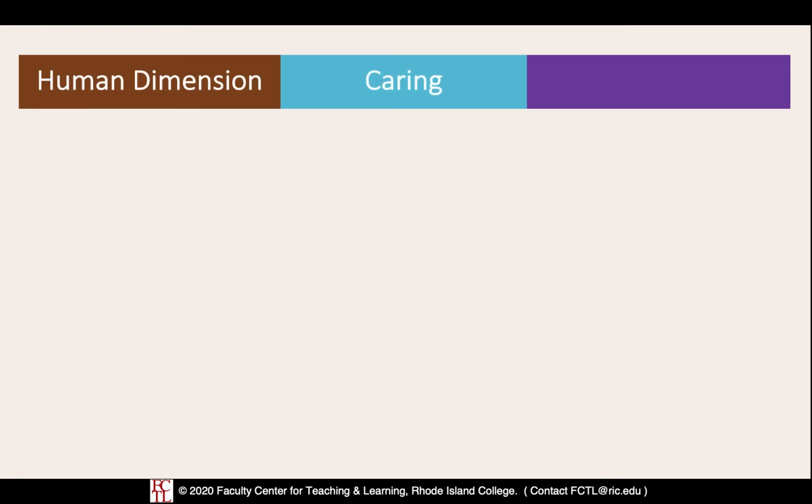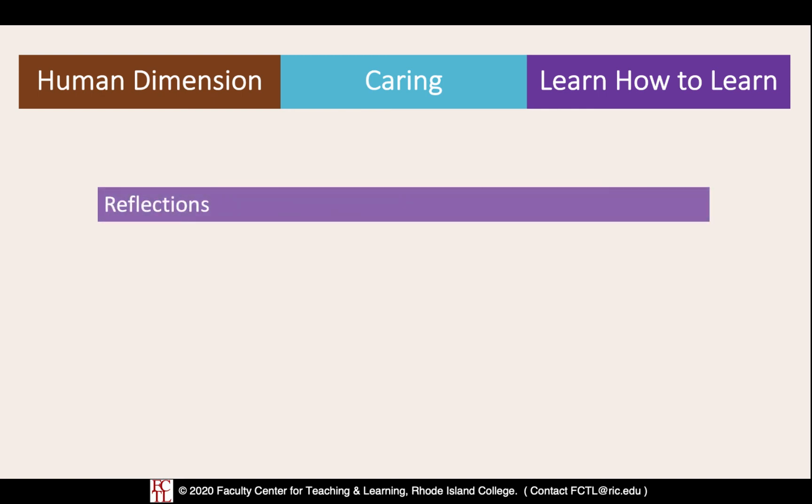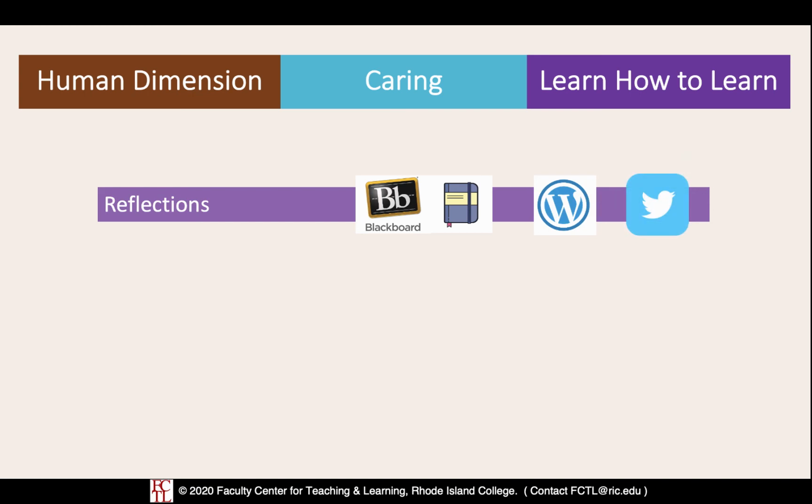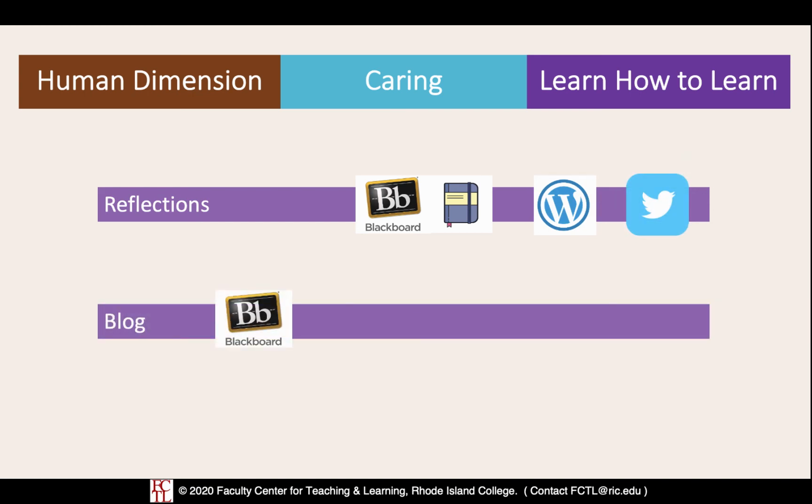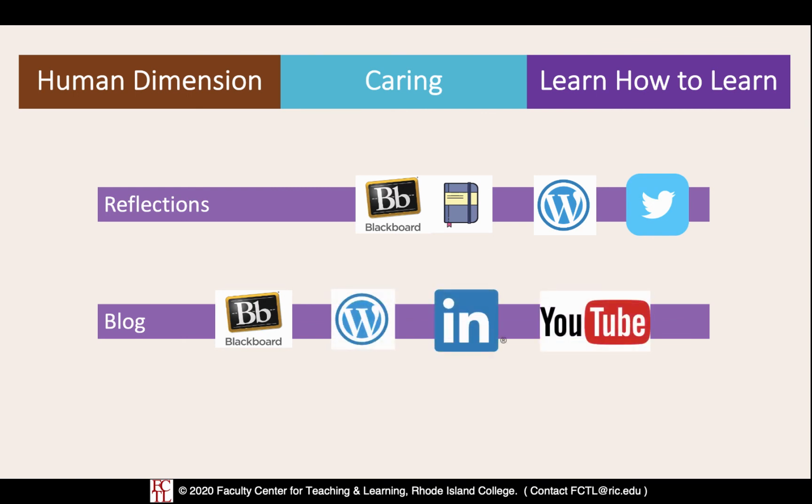Digital tools for human dimension, caring, and learning how to learn are reflections. Observe real-life experiences and reflect and share. Digital tools are Blackboard reflection, such as blog or journal, WordPress or Twitter, blogs, Blackboard blogs, WordPress, LinkedIn, or YouTube. Students can use blogs to discuss how one's life impacts or is impacted by the subject.